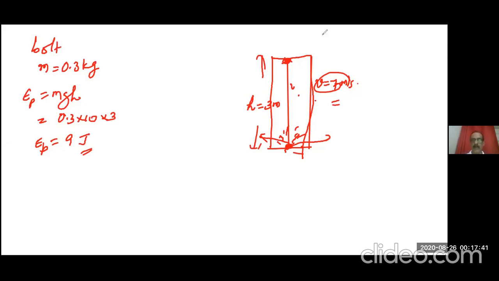Is it over? No, sir. Yes, sir, it is over. So what was the last statement? That was the moving and uniform speed of elevator.